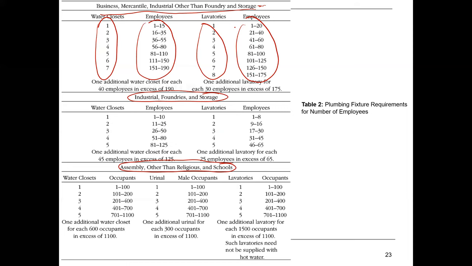And it will change depending on the type of industry. As you can see here, since this type of industry will require more cleaning for the employees, the number of water closets will be more. So for example, for 10, you will have one water closet. In this case, you will go up to 15, and so on.